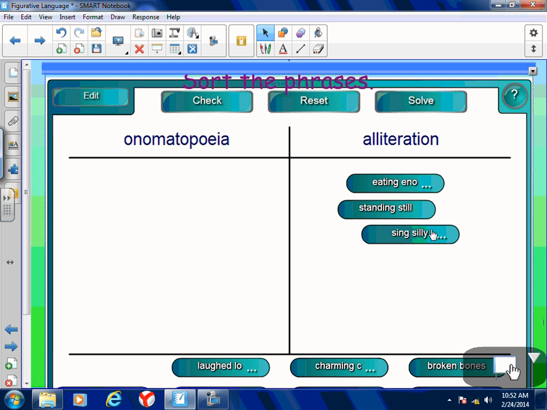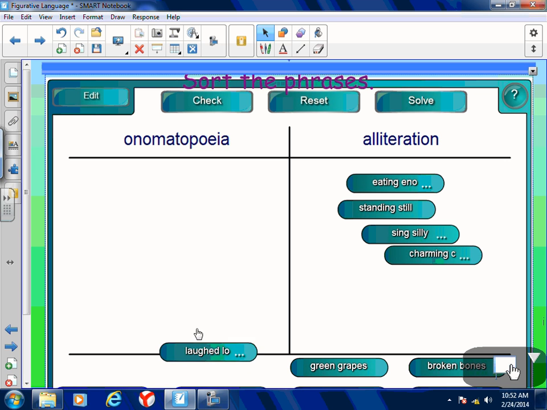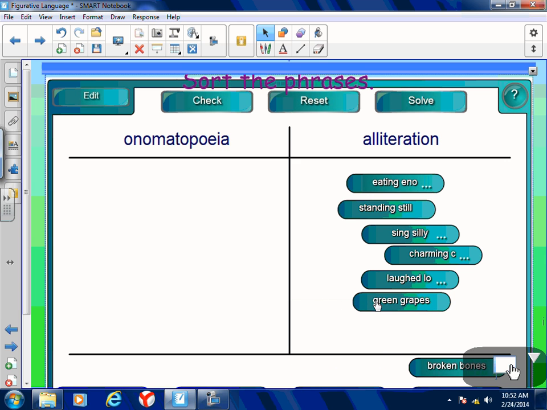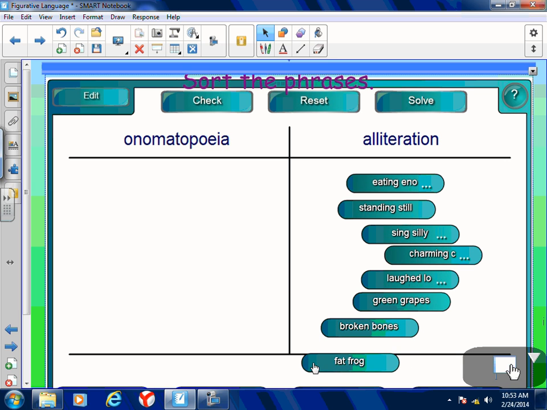And charming choice, for example, this is a simile. Laughed loudly, this laugh and loudly, this is alliteration. Green grapes, the same, this is alliteration. Broken bones, this is alliteration. Fat frog, this is also alliteration.